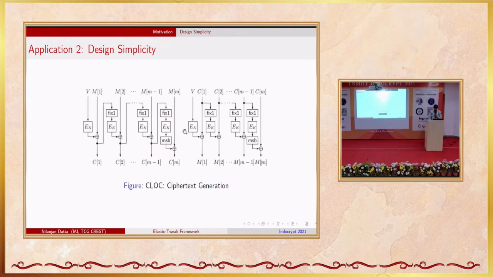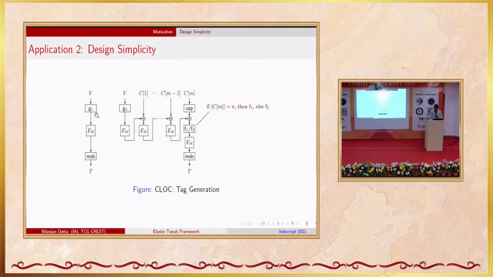This is for the AD processing. Similarly, for the ciphertext generation, you need to apply this fix1 function. And for tag generation, you need this G1, and here you need F1 and F2, these linear functions. So the design actually gets very complicated. And when you analyze them, the security analysis also becomes very complicated because of these several kinds of functions.